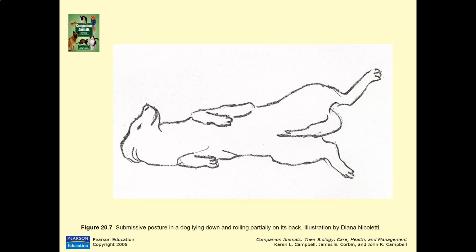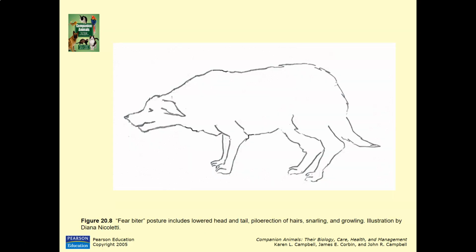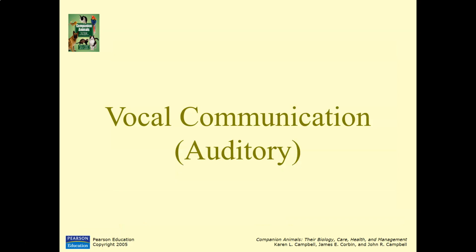Here's a submissive posture in a dog, laying down, rolling partially on the back. Submissive isn't always going to be a bad thing, but dogs will do this for someone they trust, right? So the same kind of thing, though. They are submitting to their owner, as opposed to cowering in fear, or lowering their head and tail, their hair being raised, snarling or maybe growling. And so this is going to tell a person a lot about how the dog is actually feeling, and then also obviously other animals when they view this, right?